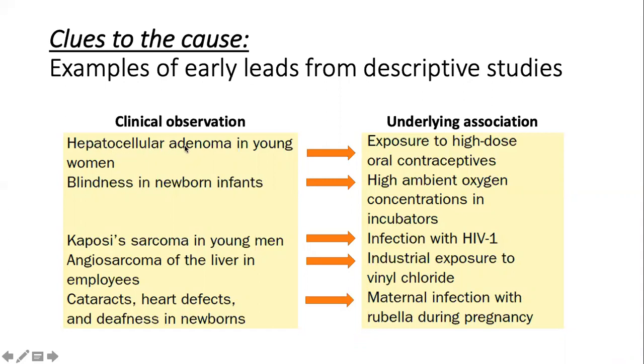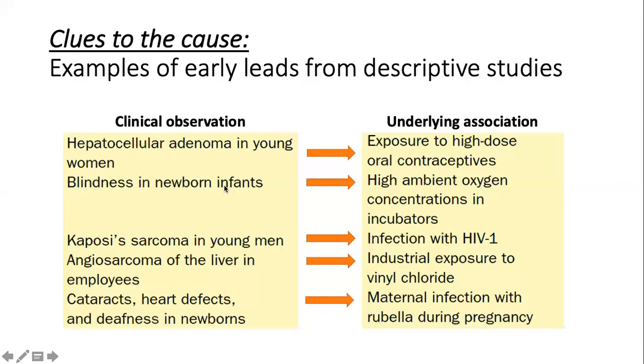Hepatocellular adenoma, a rare tumor, but also sometimes deadly, was observed in young women, and they looked at what is the commonality in the underlying association, which was actually exposure to high dose oral contraceptives. And this actually changed how oral contraceptives are manufactured nowadays in order to reduce the risk of hepatocellular adenoma. Another example would be the observation of blindness in newborn infants.